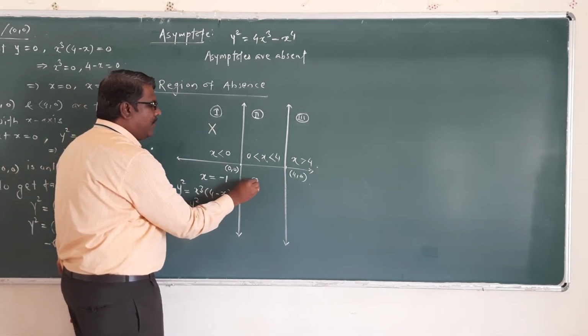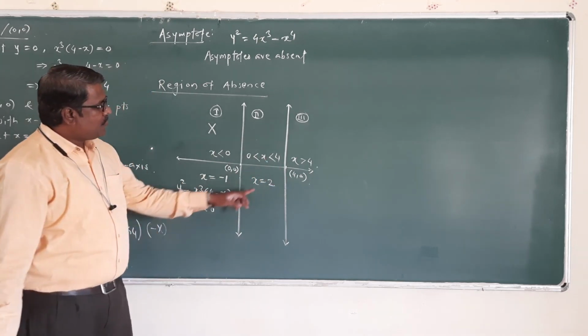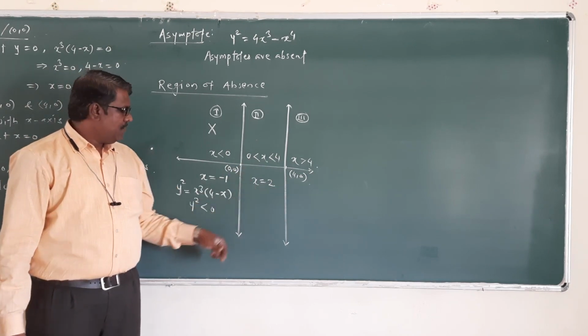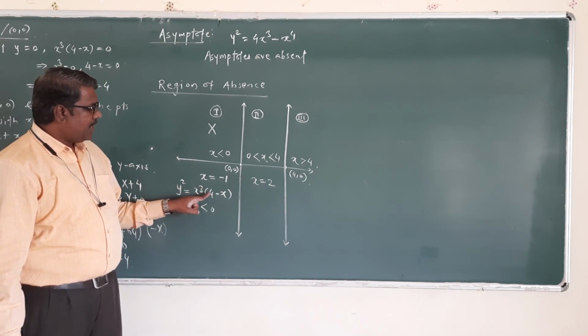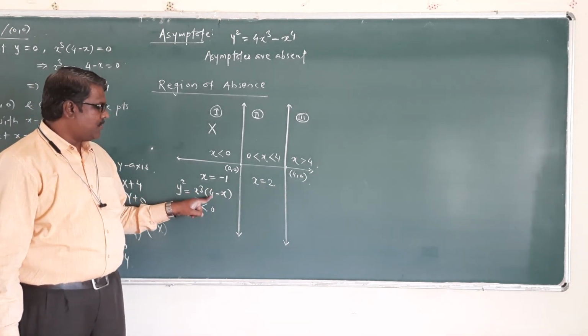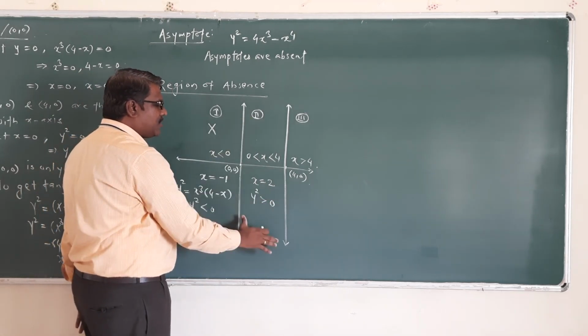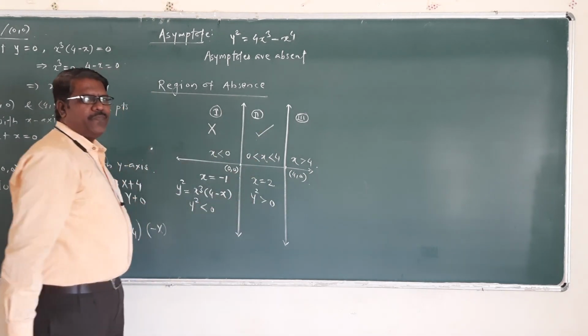Similarly, choose the value of x as 2 for this partition, because 2 lies in between 0 and 4. When the value of x is 2, what is y square? x cube is 8, which is positive, and 4 minus 2 is also positive. So y square is positive in this partition, and therefore the curve is present in this middle partition.